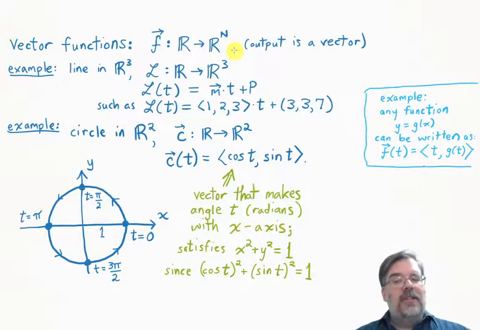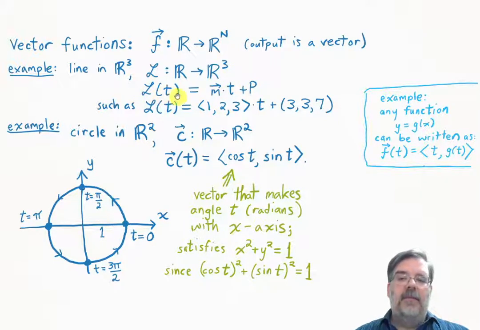Now, we've actually seen functions like this before. Our main example would be lines in two-dimensional space, or more often three-dimensional space. And in the past, we wrote that as a script L. We didn't use an arrow notation before, but we might start using that notation now. Again, the function of a line has one real number as input, and has a vector as output.